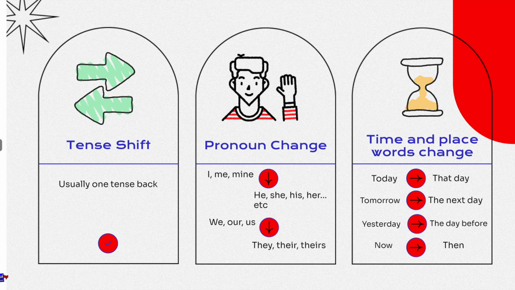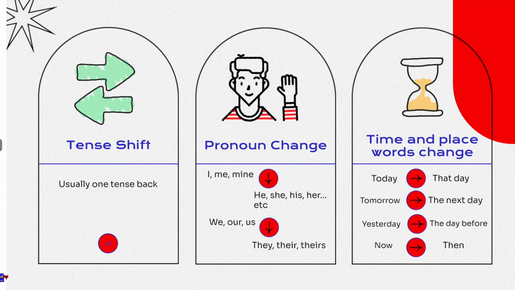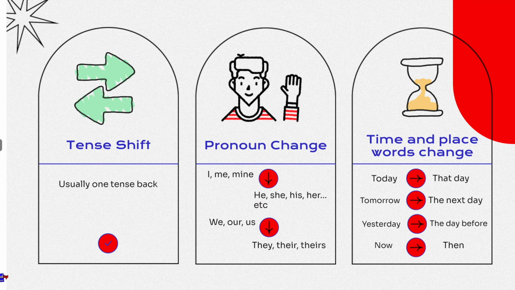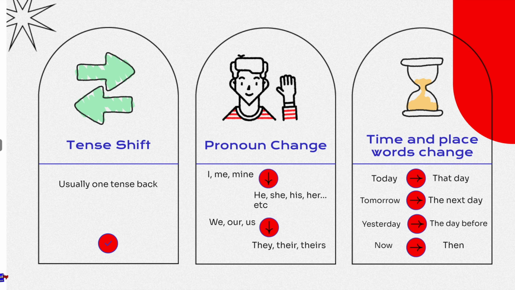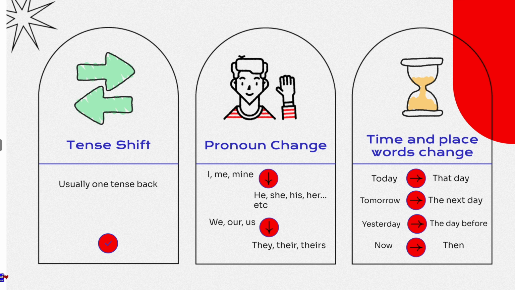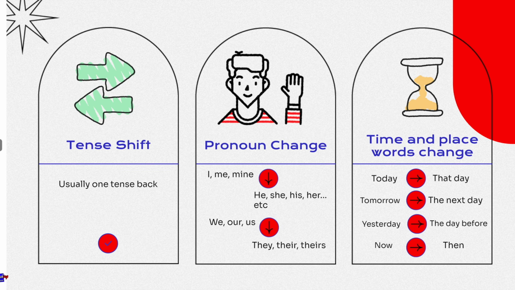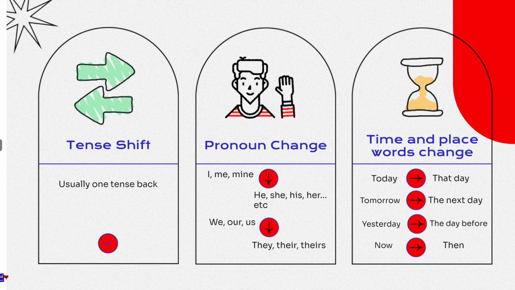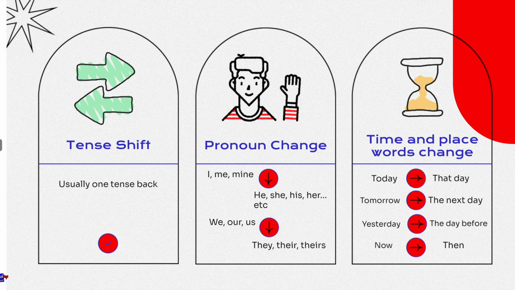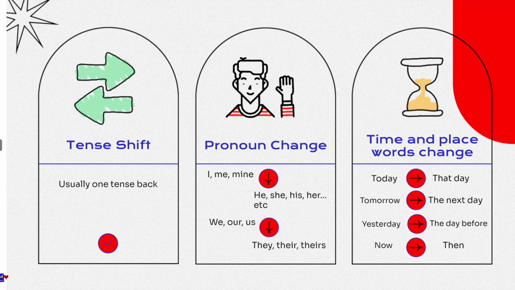Second, pronouns change to match the new perspective. So, for example, if I'm talking about me, I, me, mine, you can report what I said using he, his, him. If we are reporting what we say, we are us, then somebody else would talk about us using they, their, theirs, and so on. Then the third is the time and place words adjust.